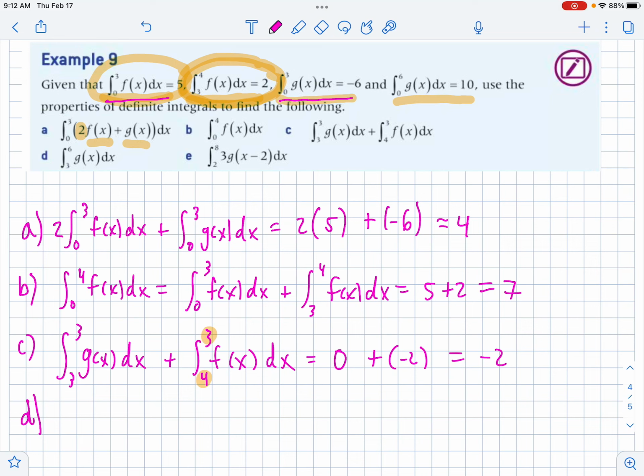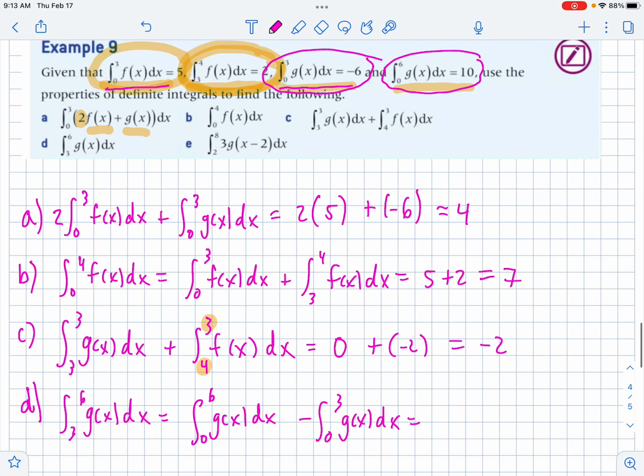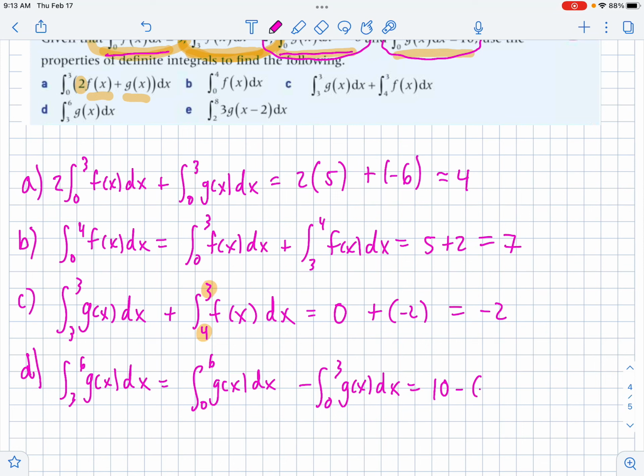Part D, 3 to 6 on g. Well, what are we working with here? They give us 0 to 6, but we only want 3 to 6, so we're going to have to subtract out the 0 to 3. So this means the integral from 3 to 6 of g of x dx is going to be equal to the integral from 0 to 6 of g of x dx minus the integral from 0 to 3 of g of x dx. So when you subtract those out, it's 10 minus a -6. So I believe that is 16.